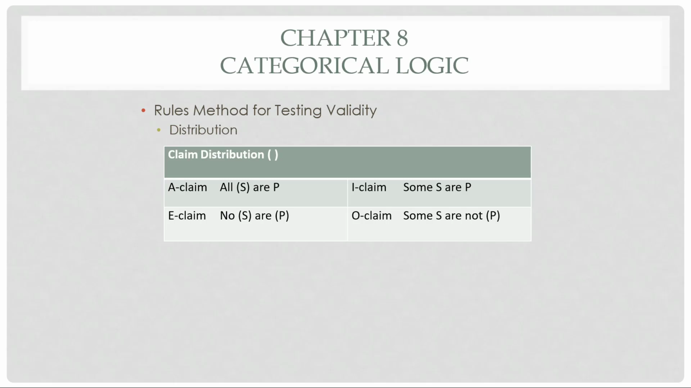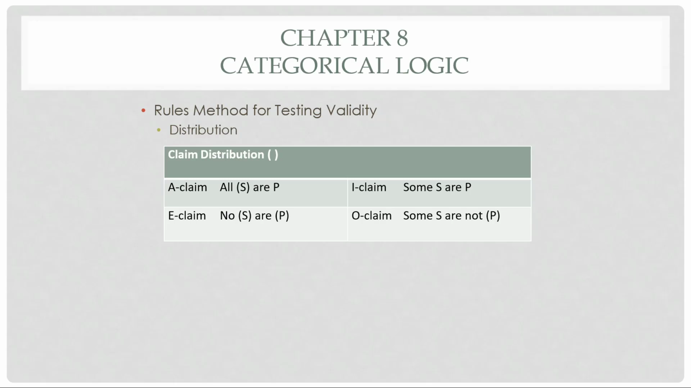The rules method is an alternative means of testing a categorical syllogism for validity. And if a categorical syllogism has been shown to be valid using a correct Venn diagram, then it will also be shown to be valid using the rules method correctly, and same for invalid arguments. Now, before we get to the rules method, we have to look at a new concept, the concept of distribution.